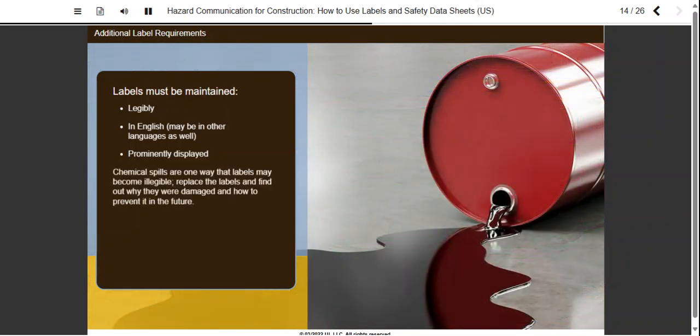Chemical spills are one way that labels may become illegible. In addition to replacing illegible labels, learn how spills are happening. There may be environmental and worker exposure concerns to solve. You may need protective equipment to handle containers coated with chemical residue.